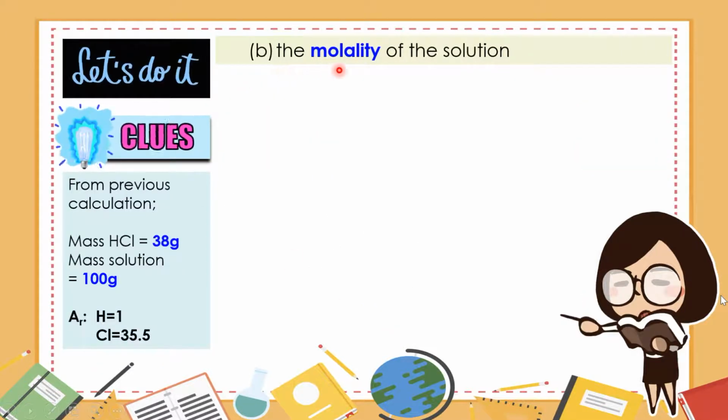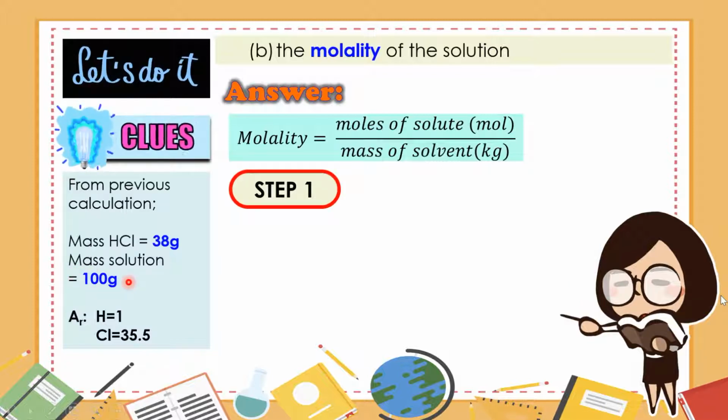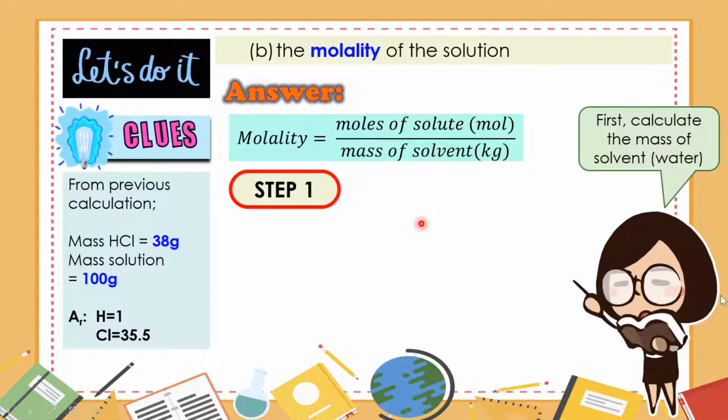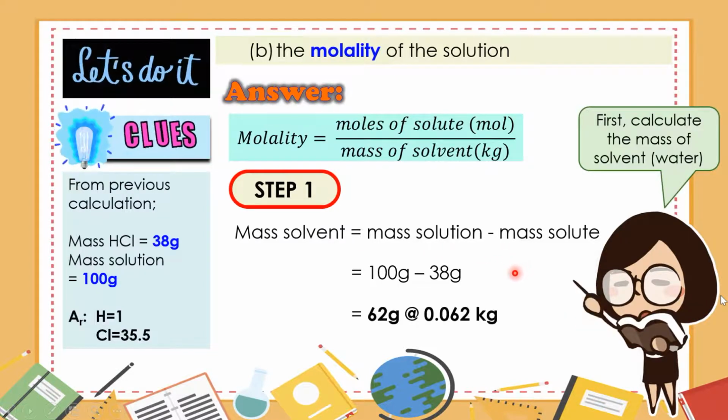Okay, for question B, calculate the molality of the solution. The formula of molality is mole of solute over mass of solvent in kilogram. Since from the previous calculation we already calculated the mass of HCl and we have assumed the mass of solution, the first step is to calculate the mass of solvent, which refers to the mass of water. Mass of solvent is equal to mass of solution minus mass of solute. Therefore, the mass of solvent is 62 gram.